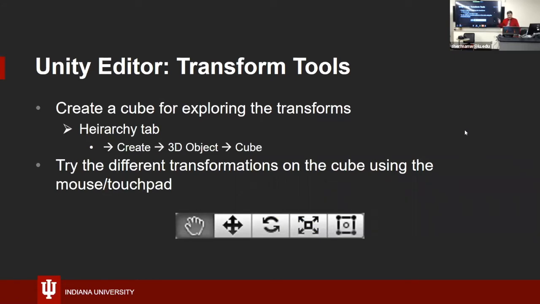All right, so when I switch over to live, we'll be creating a cube. There's a create menu under the hierarchy tab, and there's a bunch of 3D objects. We'll look at those in a minute. I'm going to create a cube. If you're following along, watching this video later, you can play around with these different transformations on the cube. I probably won't spend our time today on that.